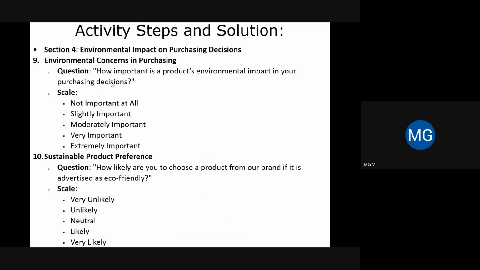This is something consumers are looking for these days. So the scale can vary from very unlikely to neutral to very likely. And it also gives you indications about the future products.